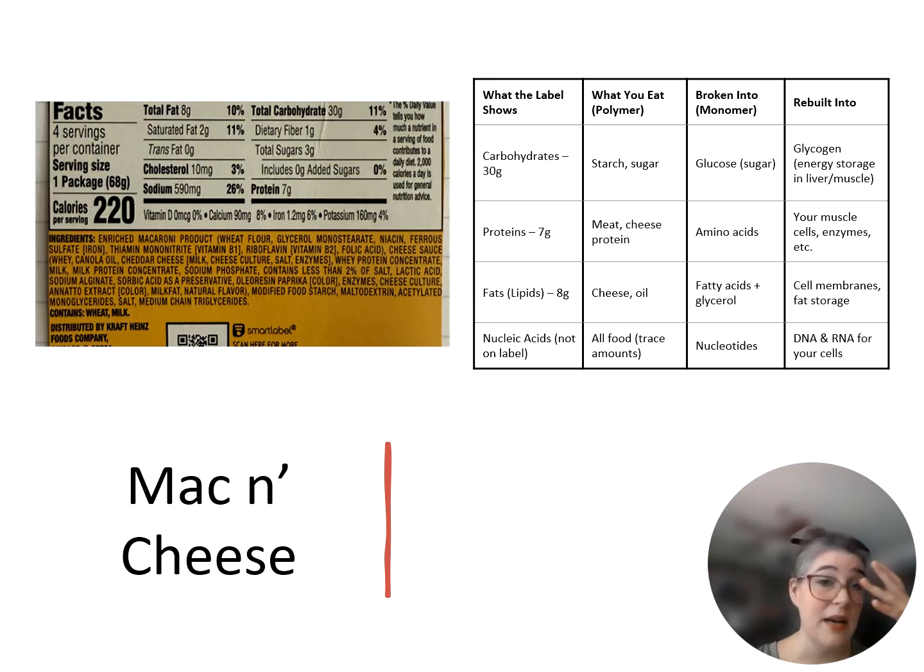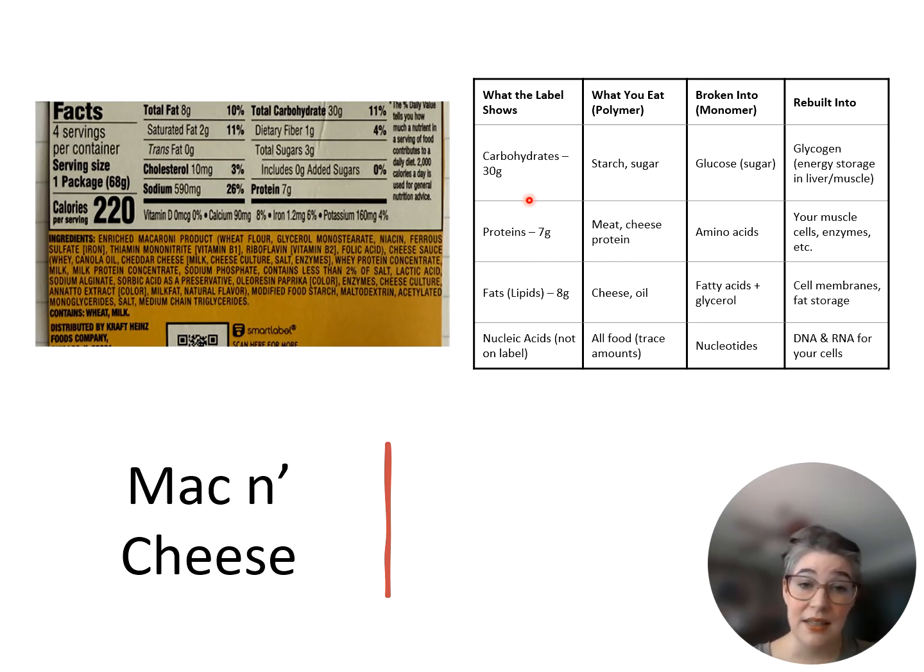So let's think about that mac and cheese that we already looked at the nutrition label for. The label showed us 30 grams of carbohydrates, 7 grams of proteins, 8 grams of fats, and they didn't include any nucleic acids because the labels don't do that. But what you eat, the polymer, was the starch and the sugar, and it was broken into the monomer glucose, which is just another type of sugar. And it was rebuilt in your body into glycogen, energy storage inside your liver and your muscles.